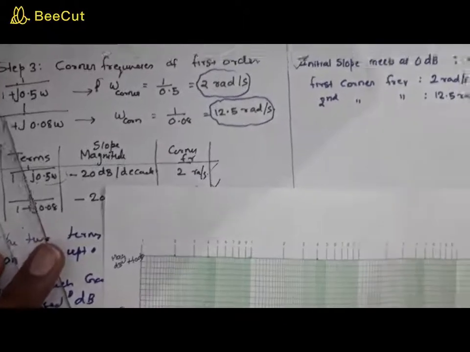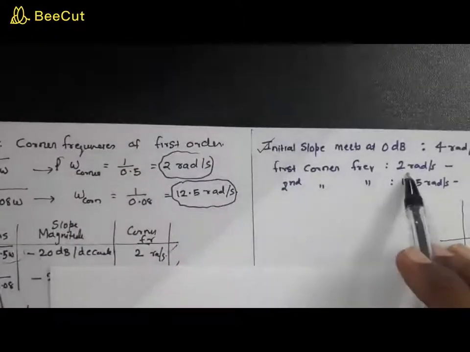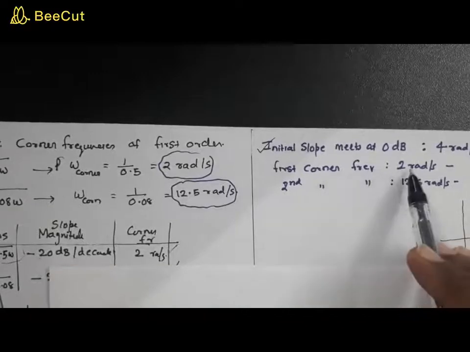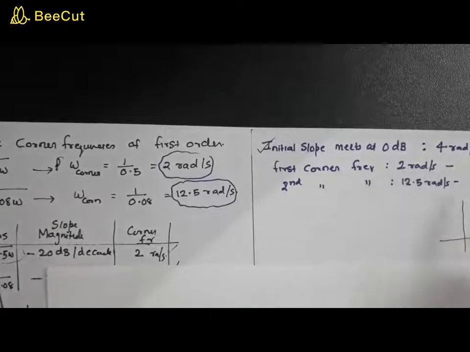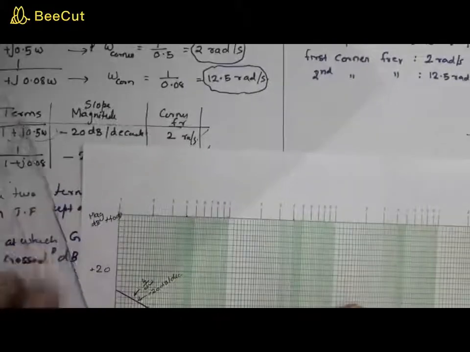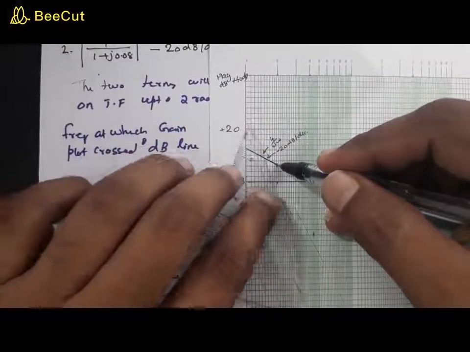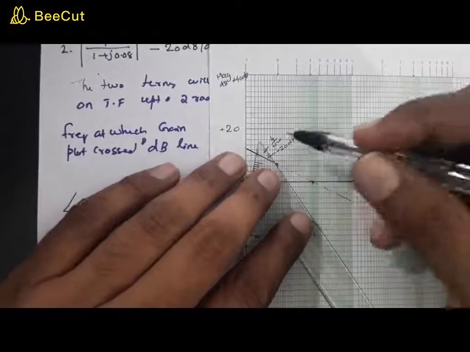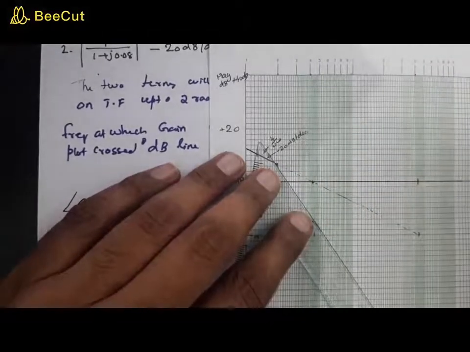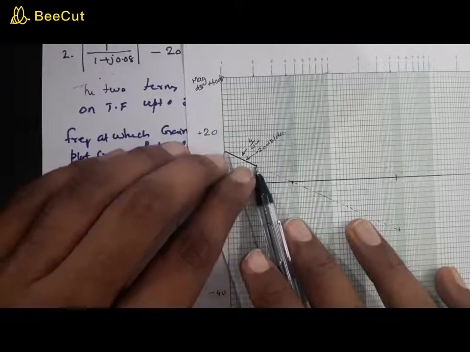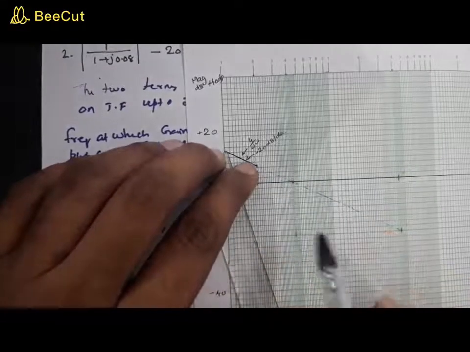So when the first order term comes in at 2 radians per second, it offers a minus 20, and already there is minus 20, adding that together you will get minus 40. So from this point onwards, this magnitude plot is going to have a variation of minus 40 dB per decade. Now the question is how to draw minus 40 dB per decade from this point onwards.